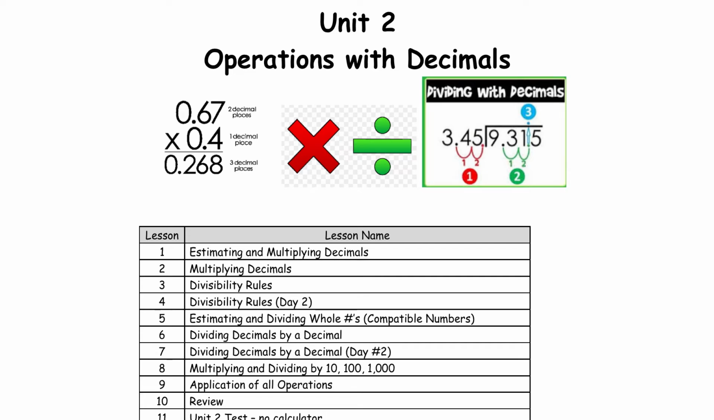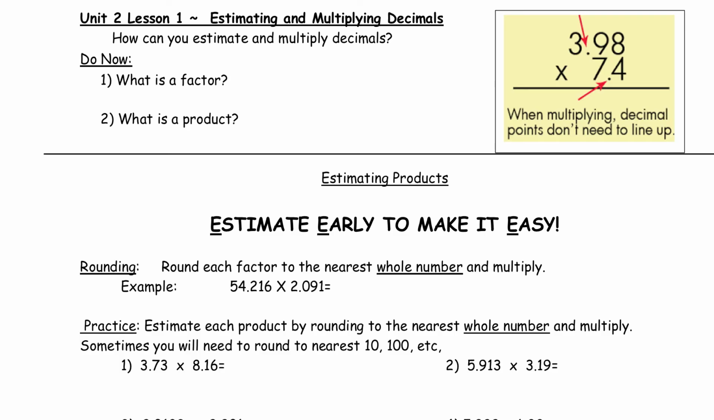Today we're going to be looking at Unit 2, Lesson 1, Estimating and Multiplying Decimals. Our new unit is as follows. As you can see, we'll be multiplying decimals, dividing with decimals, and then at the end, an application of all operations and a review. Our Unit 2 test will most likely be at the end of October. Today's lesson will focus on estimating and multiplying decimals. How can you estimate and multiply decimals?